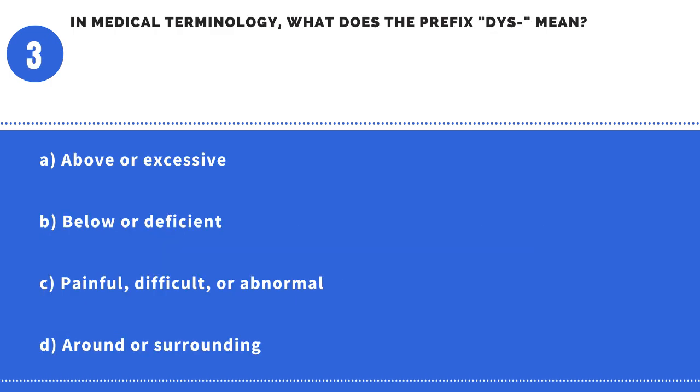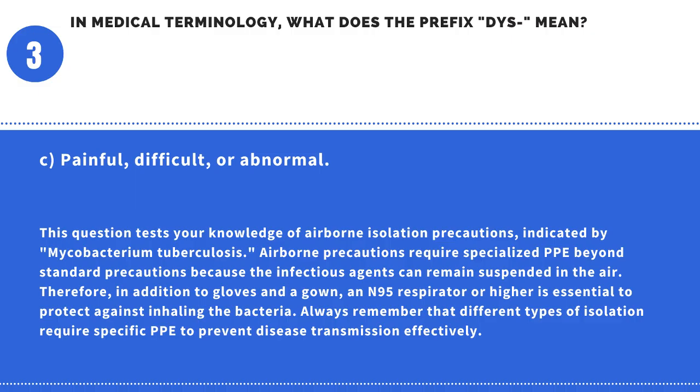Question 3. In medical terminology, what does the prefix dys- mean? A. Above or excessive. B. Below or deficient. C. Painful, difficult or abnormal. D. Around or surrounding. Answer: C. Painful, difficult or abnormal. This question tests your knowledge of common medical terminology prefixes, which are crucial for understanding documentation.